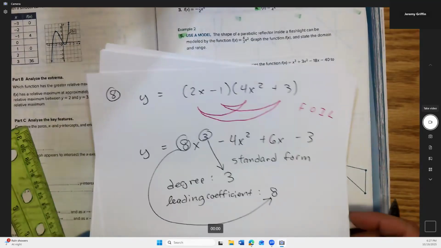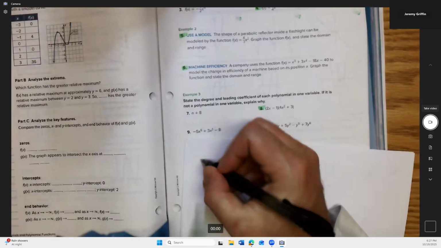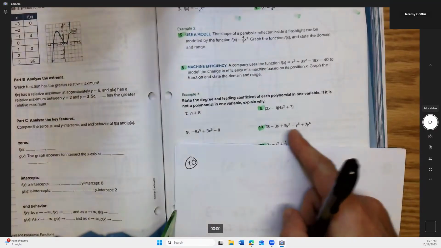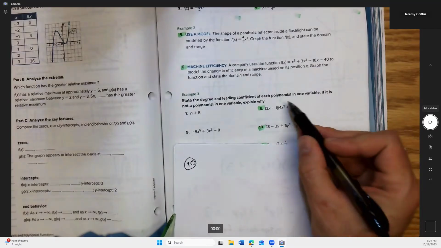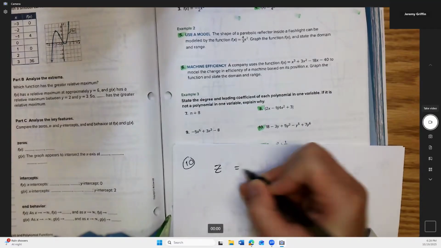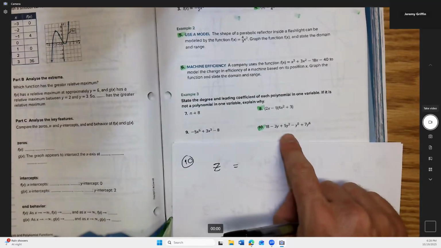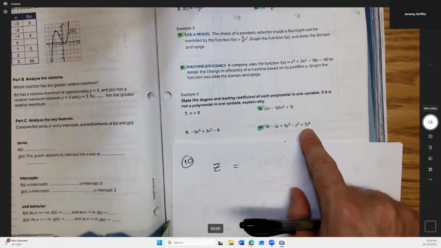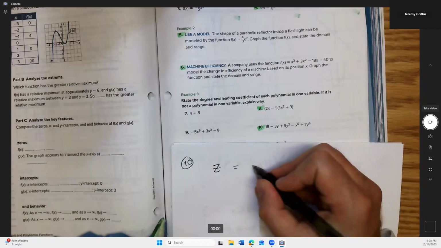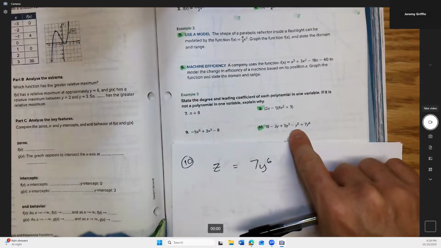Number 10. What is this? We got something in terms of y. You guys notice there's still only one variable that's given. So this is still a polynomial of one variable. I might say something like z equals, or like f of y if I wanted to. Now I'm going to rearrange this. See how they put the highest power at the end? That's not super conventional. So I'm going to reverse this whole thing. I'll say 7y to the 6, which I'm getting right here. We got minus y to the 5th.